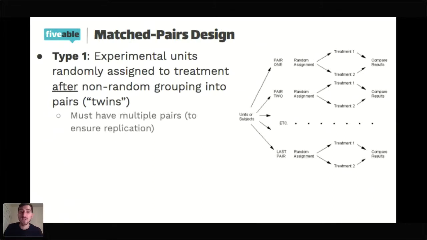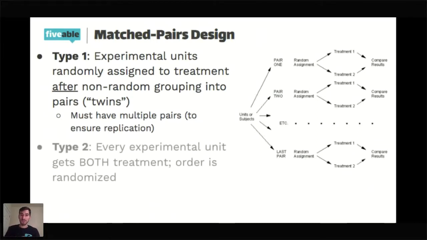In that case, though, you'd have to make sure you have multiple pairs to ensure replication. You want to get multiple individuals with each treatment, which is why you see pair 1, pair 2, et cetera, et cetera. There is a second type of matched pairs design, which is when you use yourself as a matched pair, where every experimental unit gets both treatments, and the order in which you receive the treatments is then randomized.